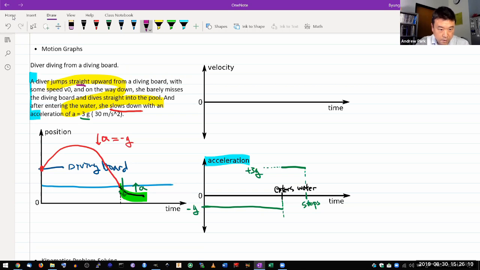So it said the diver jumps straight upward with some speed v naught. So you are given an initial velocity, and you need to use that here. You cannot start the velocity from zero or any random point you pick. There's a positive v naught that you start from, and it's positive because it's upward.